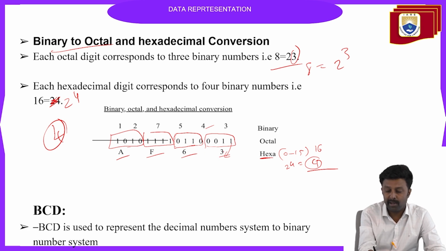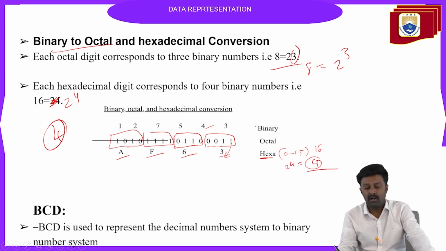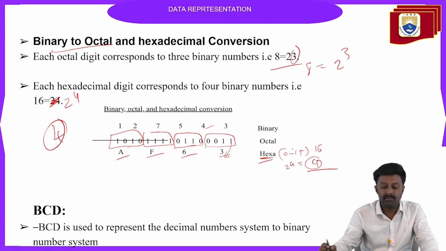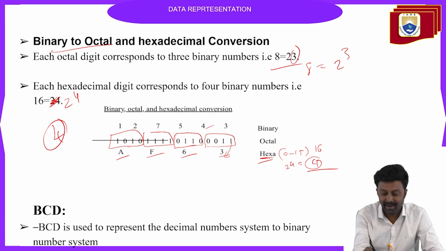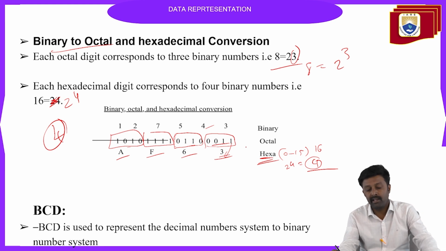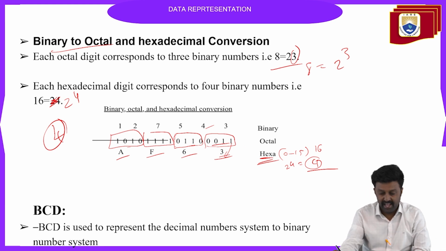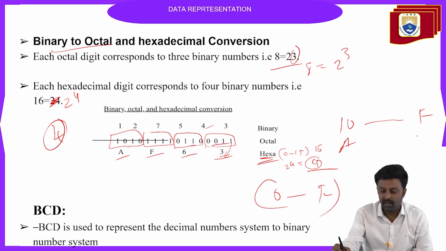Okay, so in the octal we make the groups of 3, and in the hexadecimal we will be making the groups of 4. So this is how a binary number is converted into a hexadecimal number, by making the groups of 4 and representing that number in hexadecimal from 0 to F. After 9, 10 is represented by A, and so on, with 15 being F.